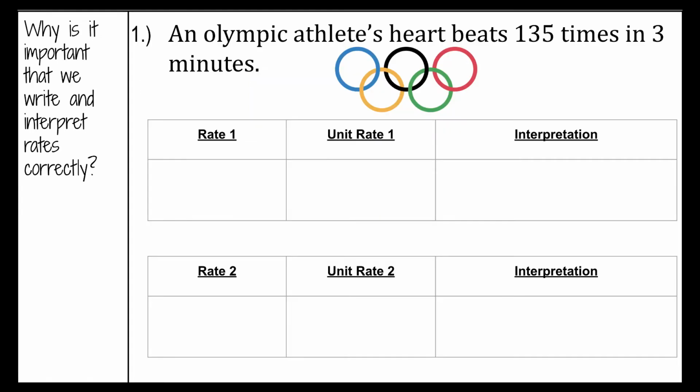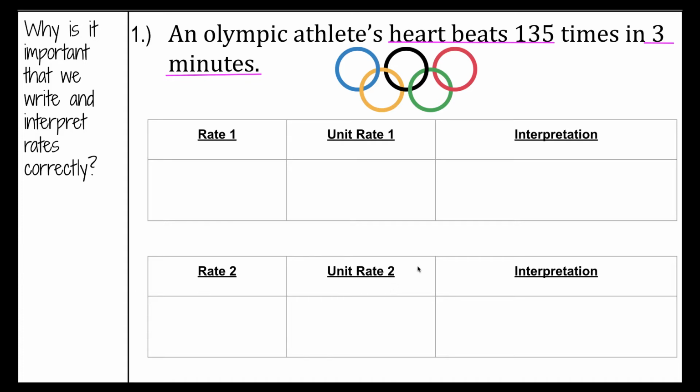Question, why is it important that we write and interpret rates correctly? So basically, why is it important that we set up a rate correctly? Let's use this problem as an example. An Olympic athlete's heart beats 135 times in 3 minutes. First of all, what two things are we comparing above? We're comparing heartbeats, 135, to minutes, 3 minutes. So let's write that using a rate in the order that you see it here.